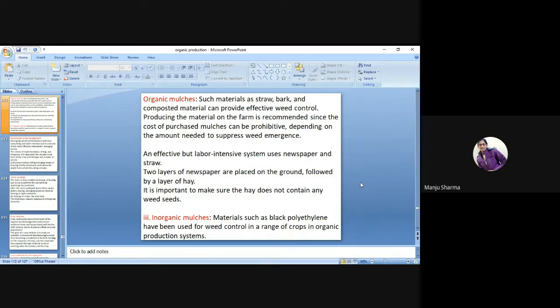In organic mulches, materials such as black polythene have been used for weed control in a range of crops in organic production systems.